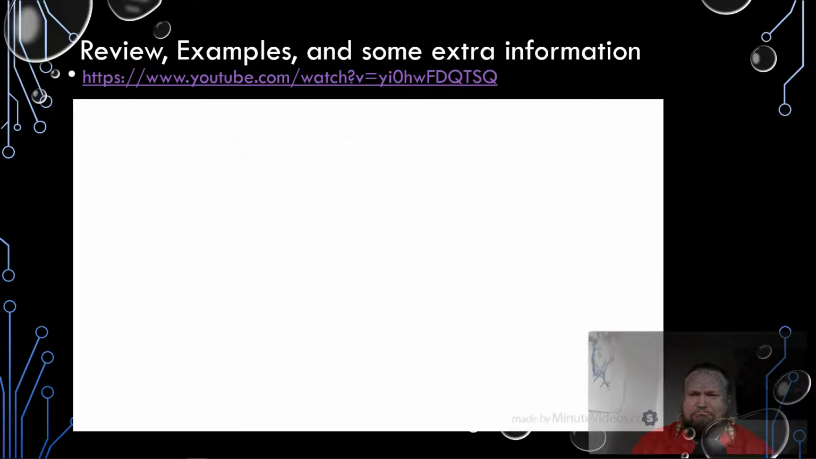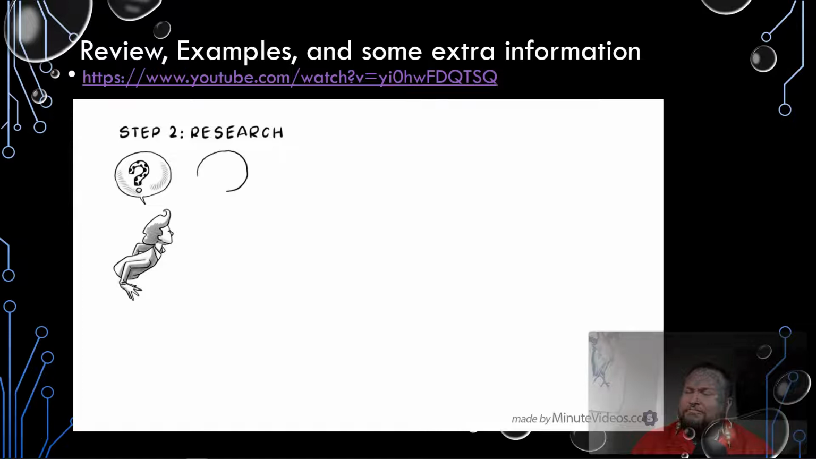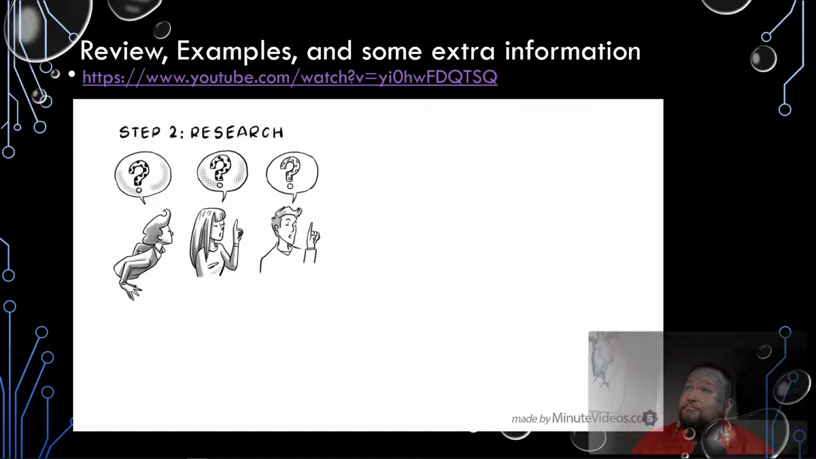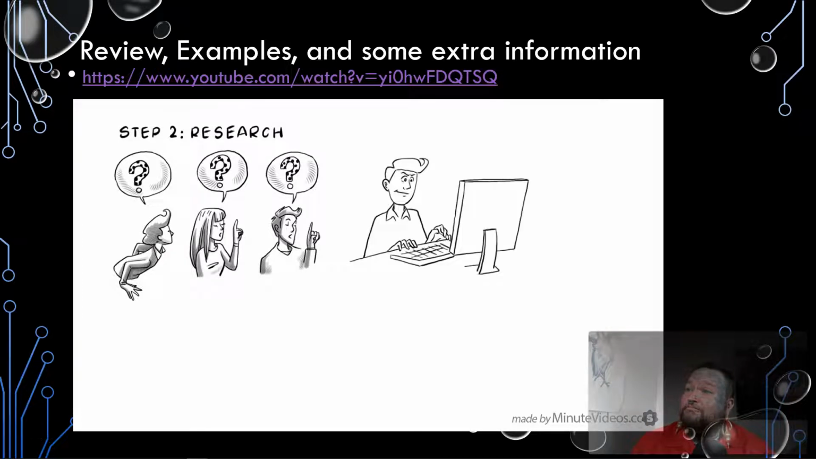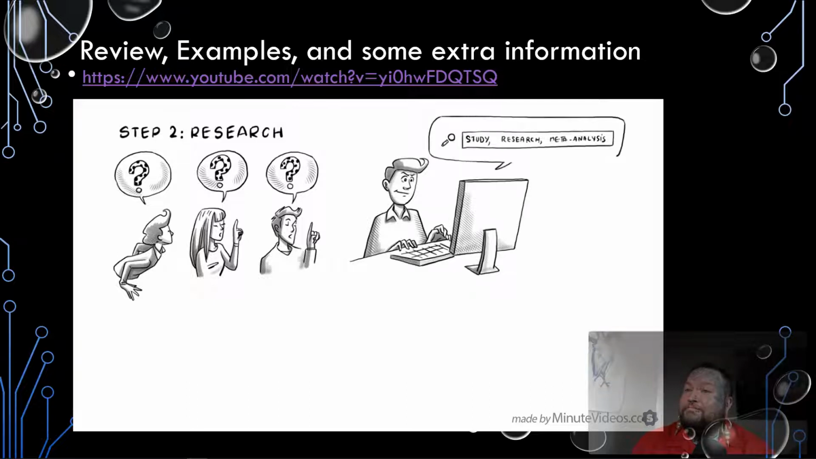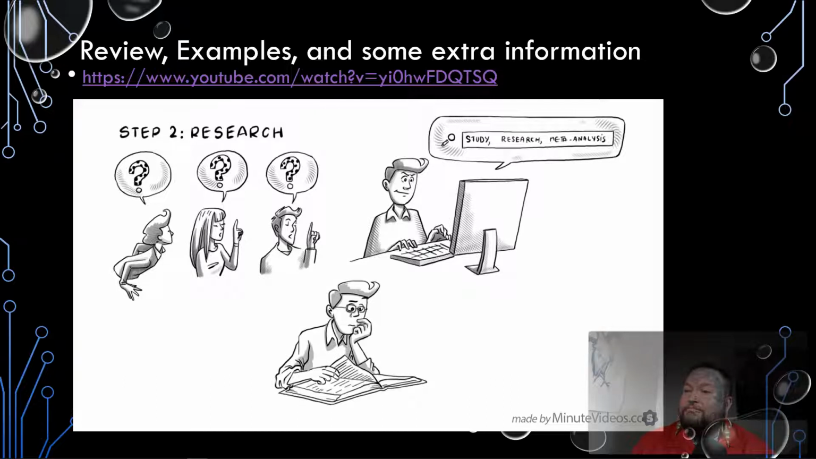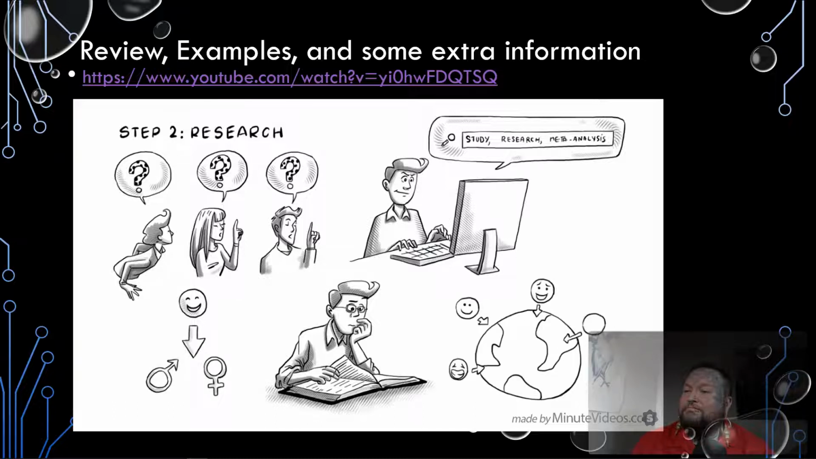Step 2. Research. Find out if other people have asked the same or similar questions. If you research online, use search terms like study, research, or meta-analysis, which is a summary of research for a specific topic. Read as much as you can about your particular subject to see what you can find out. For example, research happiness based on gender, or study the science of smiling in different cultural contexts.